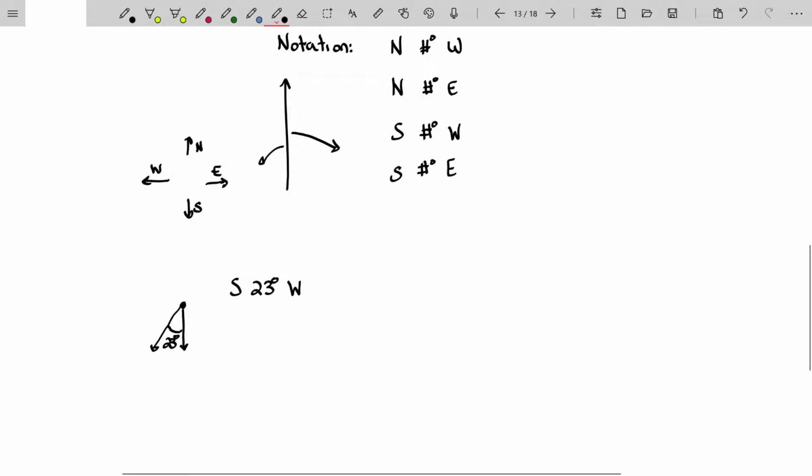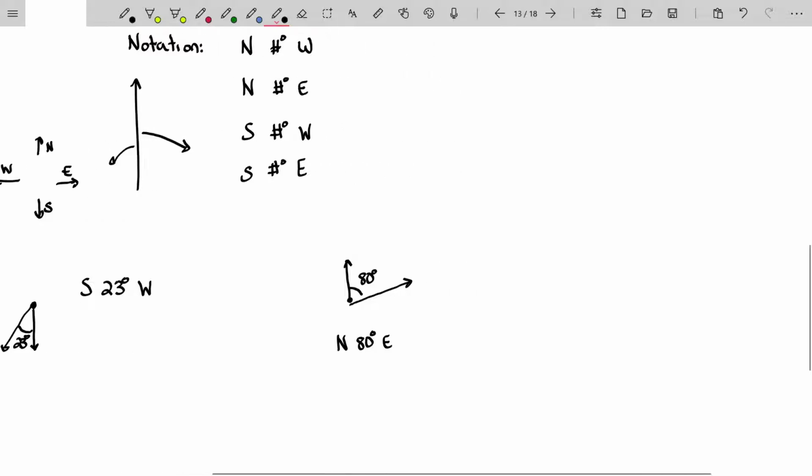So another example, let's say that you started by facing north and you went through this angle, which might be 80 degrees. So this would be face north, turn by 80 degrees to the easterly direction. So north by 80 degrees east.